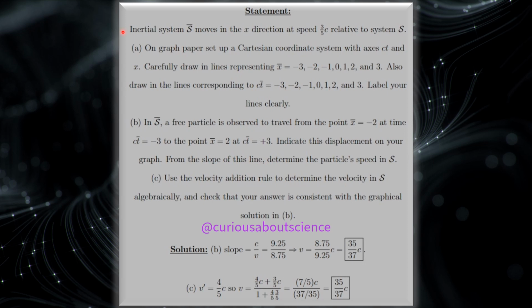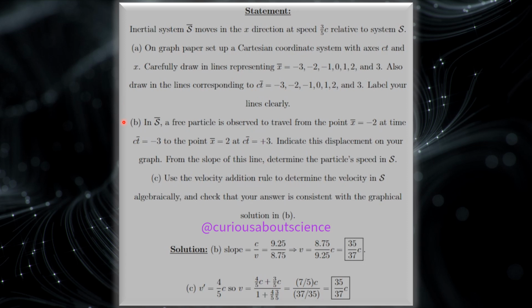All right. So the statement reads: inertial system S bar moves in the x direction at speed 3/5 c relative to system S. A. On graph paper, set up a Cartesian coordinate system with axes CT and X. Carefully draw lines representing x bar equal -3, -2, -1, 0, 1, 2, and 3. Also draw in the lines corresponding to CT bar equal the same values and label your lines clearly. All right, first and foremost, got to set up everything we need.